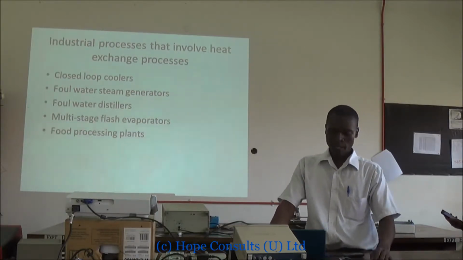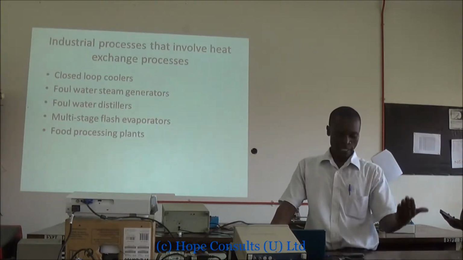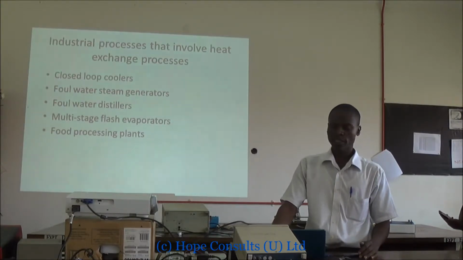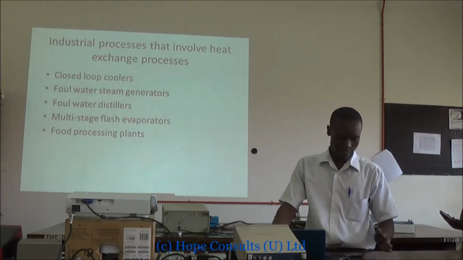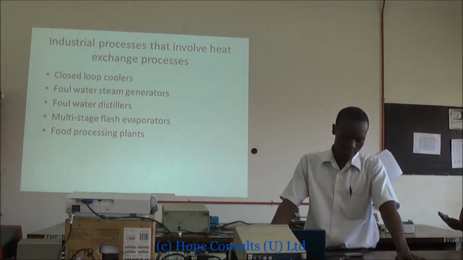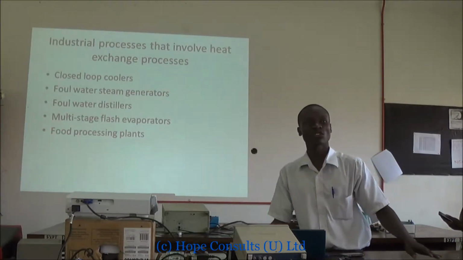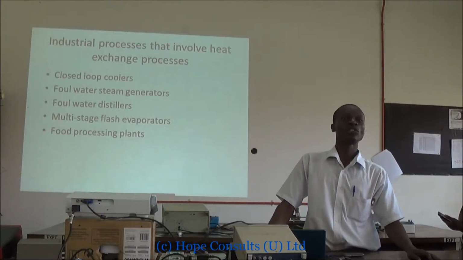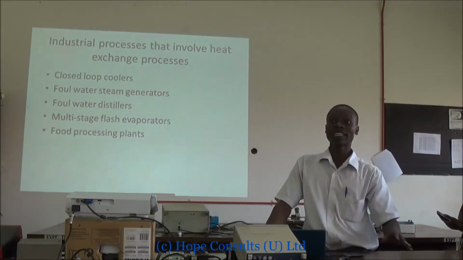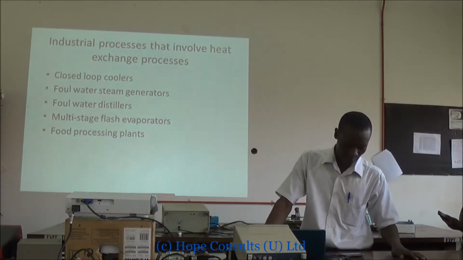So in the closed loop coolers, they build large self-cleaning heat exchangers, and you find that water is always available for cooling services. But the purpose of the closed loop coolers is to avoid using seawater in large quantities, because we have some industries that are built near sources of water. Like when you come to Ginger, they always put industries near water bodies, so that water for industrial use is always available, and they reduce the cost of getting water.